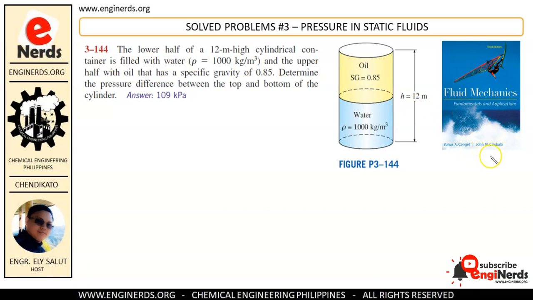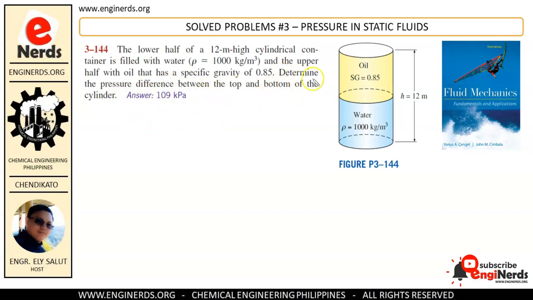and Cimbala. Okay? So, the lower half of a 12-meter high cylindrical container is filled with water with a density of 1,000 kg per cubic meter, and the upper half with oil that has a specific gravity of 0.85. Determine the pressure difference between the top and the bottom of the cylinder.